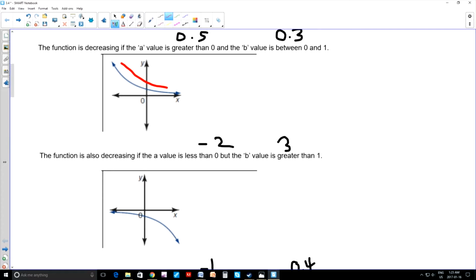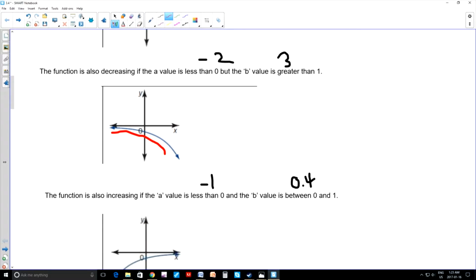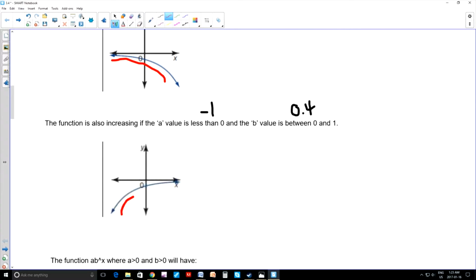So in this case, let's say the a value is negative 2 and the b value is 3. Then the function will also be decreasing. The function is increasing if the a value is less than 0 and the b value is between 0 and 1. So let's just say the a value is -1 and the b value is 0.4. This function will be increasing.